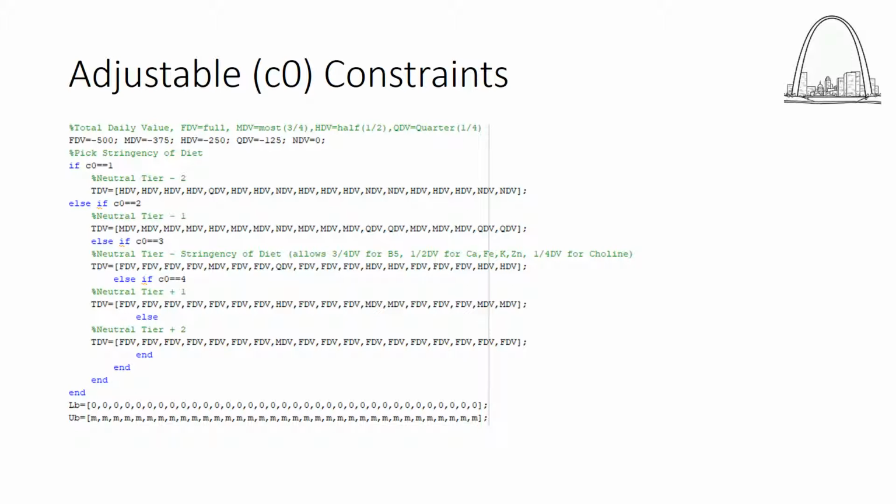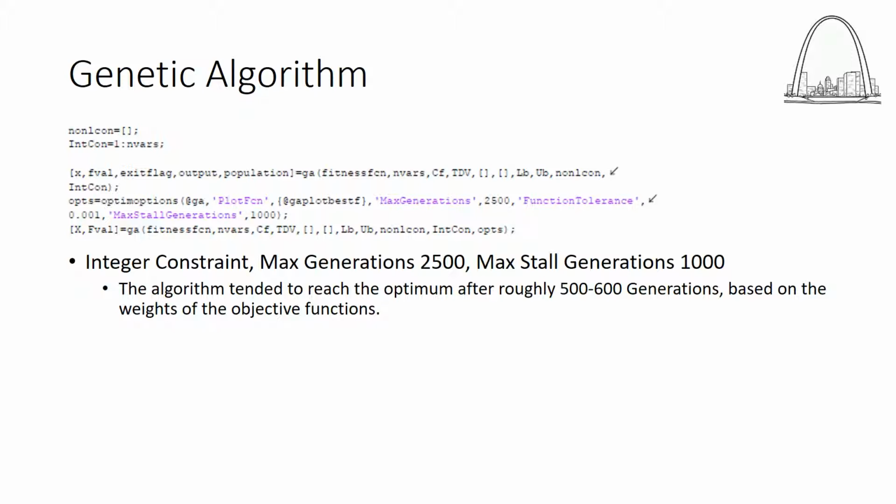And then the adjustable constraints essentially define the threshold at which you meet the daily value for each item. But there are some vitamins and minerals that you don't need to meet the full daily value of, because for this set of items, the averages of those particular vitamins and minerals would make it very difficult to meet those. And then the lower bound and upper bound are defined below with the 0 and then the maximum number of items.